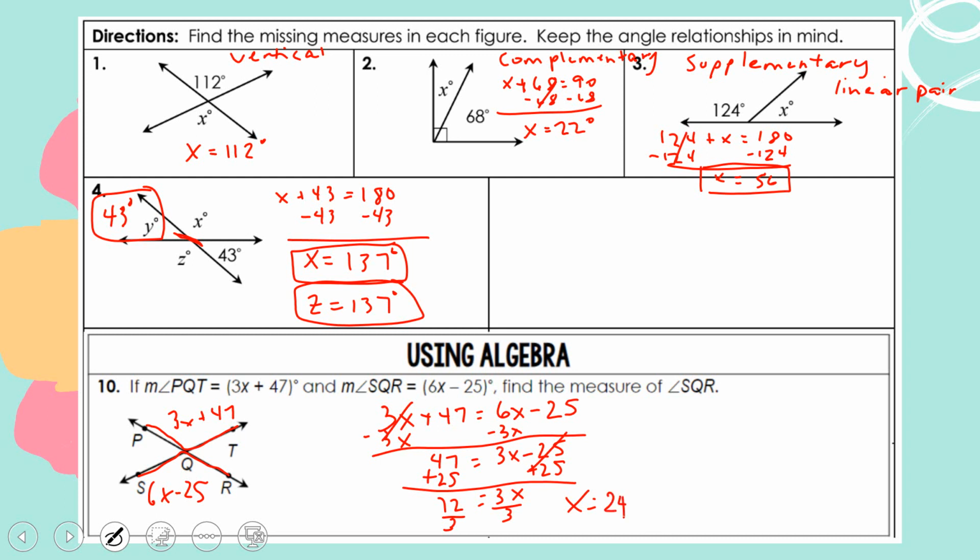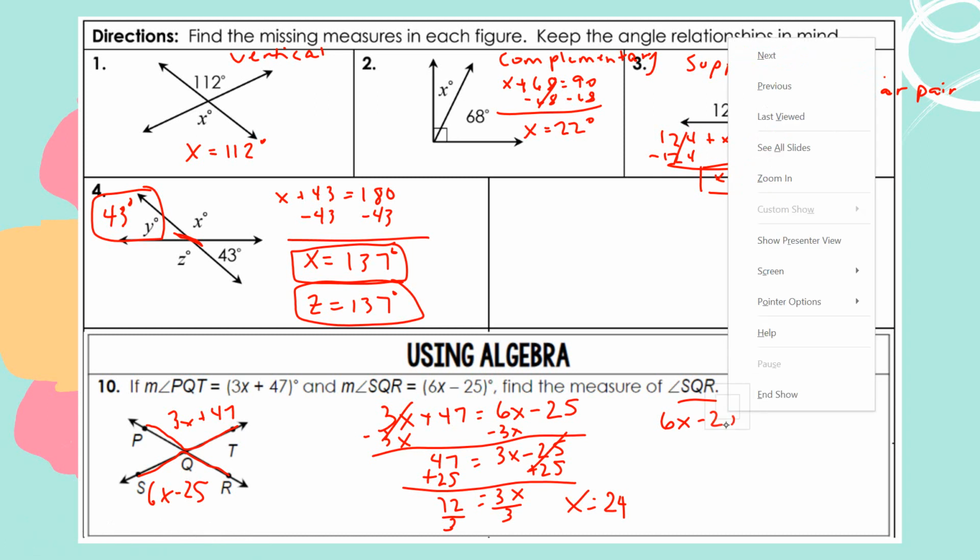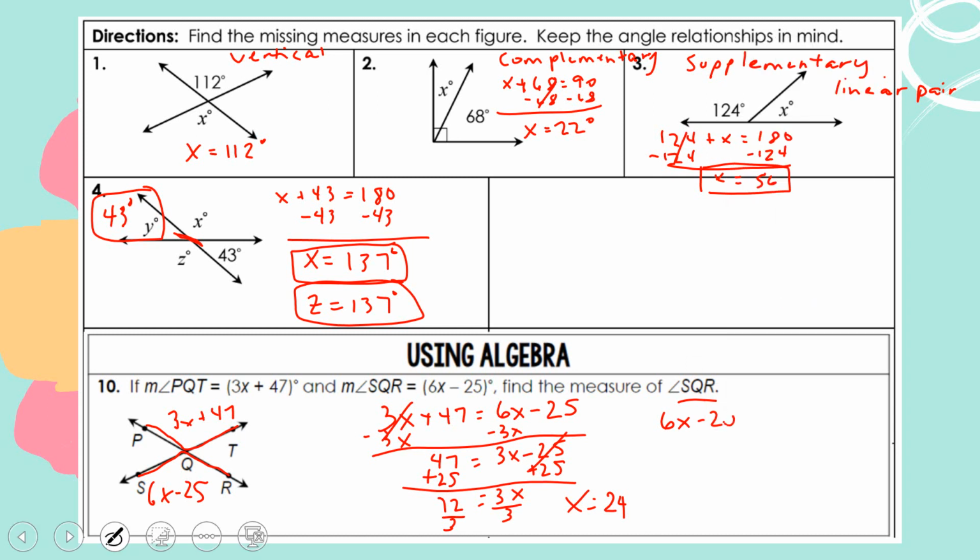All right, so x is 24, but I've got to find SQR. SQR is 6x minus 25. So 6 times 24 minus 25. And I'm just going to put that in my calculator. 6 times 24 minus 25. And I get 119. So that's the measure.